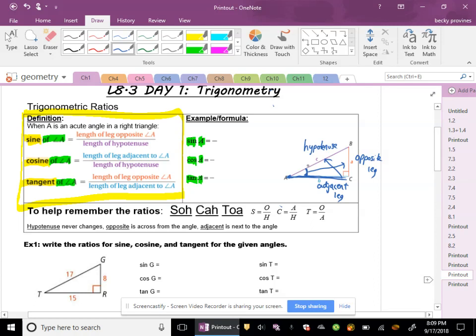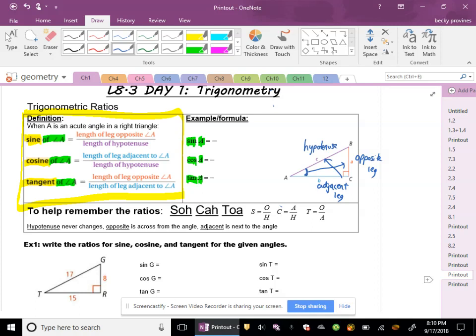Now, some people think the hypotenuse is also the adjacent leg. Well, the hypotenuse already has a name, so we can't name it 2 things. So the adjacent leg is the other side of the angle. The hypotenuse is one side, and then the adjacent leg is the other side that forms the angle that is given to you in the question.